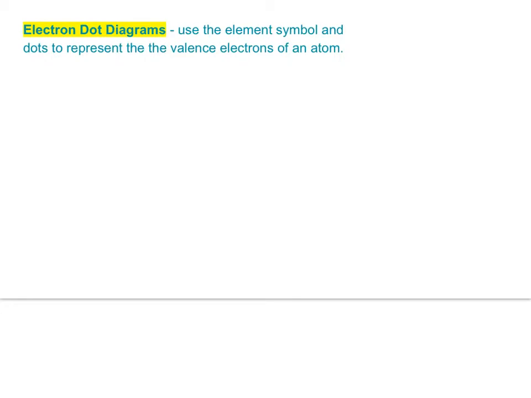So now we're going to draw some electron dot diagrams, and there's actually another term that is often used for electron dot diagrams. It's called Lewis dot structures. So when you write this note, that electron dot diagrams use the element symbol and dots to represent the valence electrons of an atom, would you please also write that this is also known as Lewis dot structure.